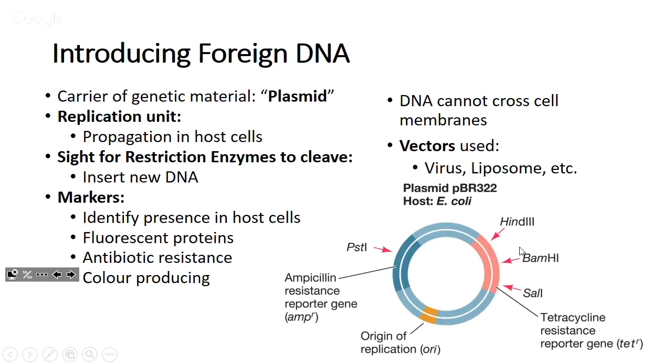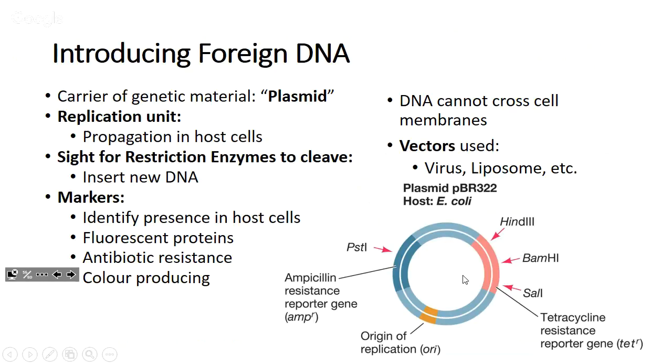So what we need to do is introduce some sort of vector. Now, this is generally some sort of virus or a liposome, because genetic material doesn't actually just flow in and out of cells. It needs to be traveling in some sort of virus or liposome. Now, inside that virus or liposome, we're going to have a plasmid, which is this circle here.